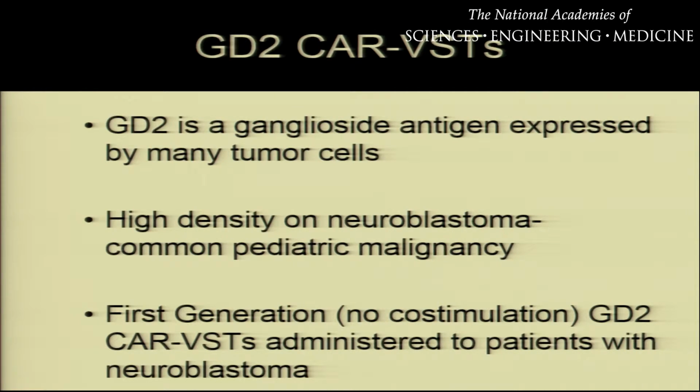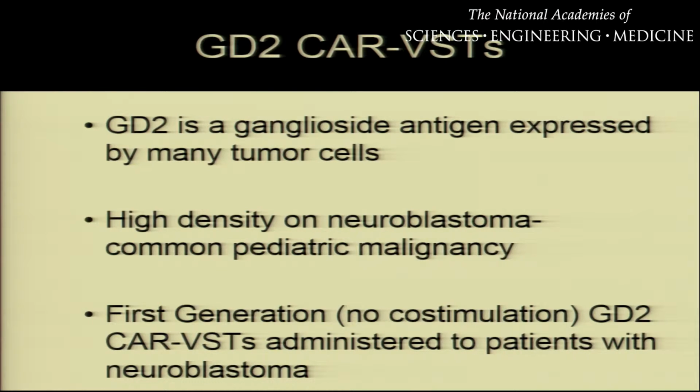Now, we tested whether this kind of concept could work in patients with neuroblastoma, a pediatric malignancy, and we targeted it with GD2, which is a ganglioside antigen expressed at high density. We started out using a first-generation chimeric antigen receptor, no co-stimulation.